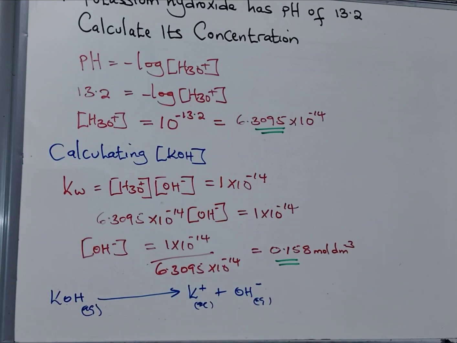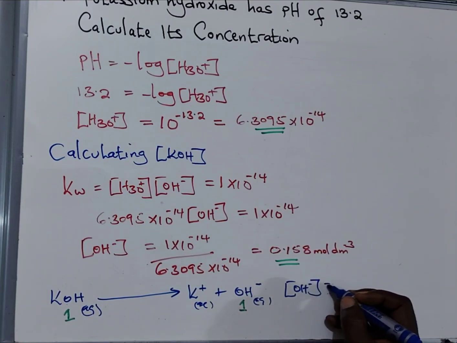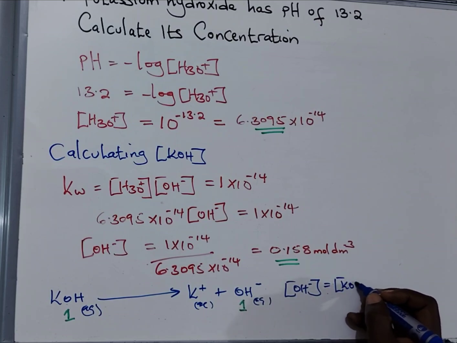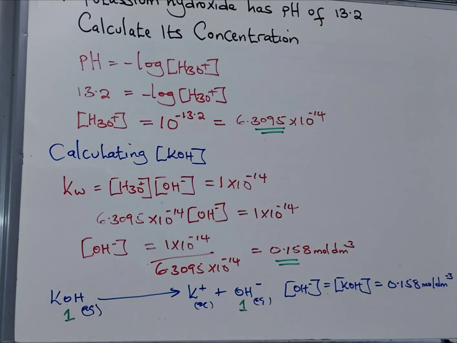The implication there is simple. What does it mean? That every 1 mole of potassium hydroxide generates 1 mole of hydroxide. So this gives you this. It means that the concentration of hydroxide ion is equal to the concentration of potassium hydroxide, which is equal to 0.158 moles per cubic decimeter. So that is that.